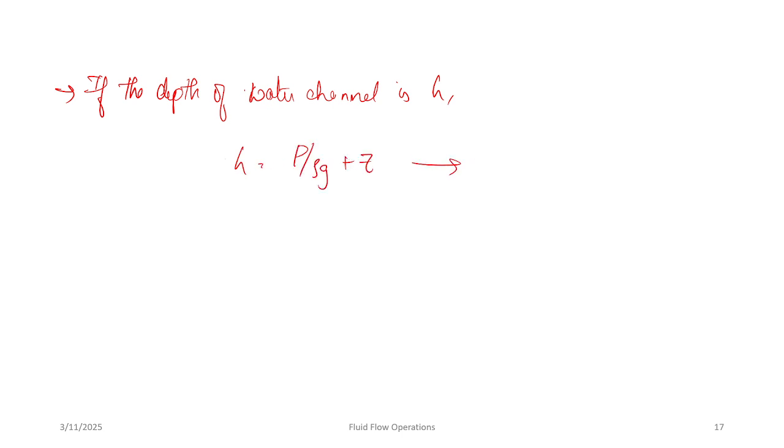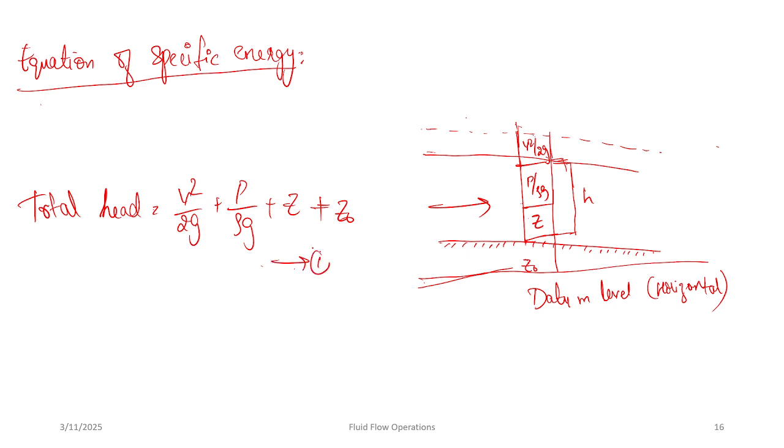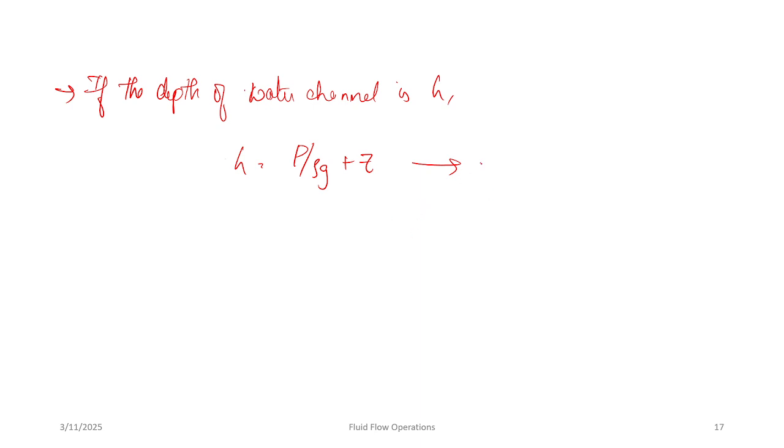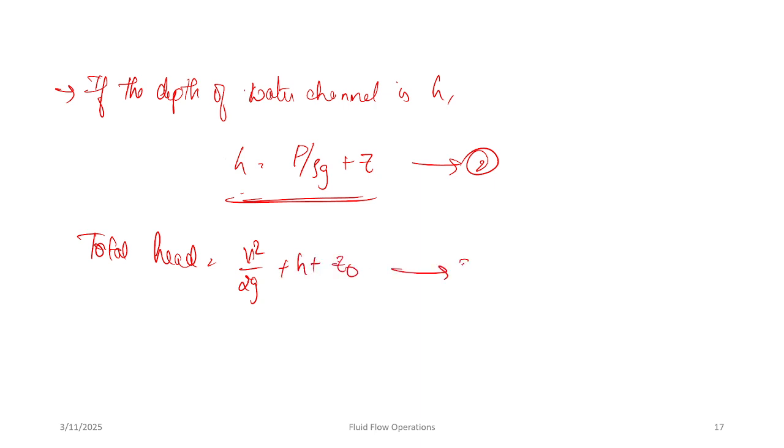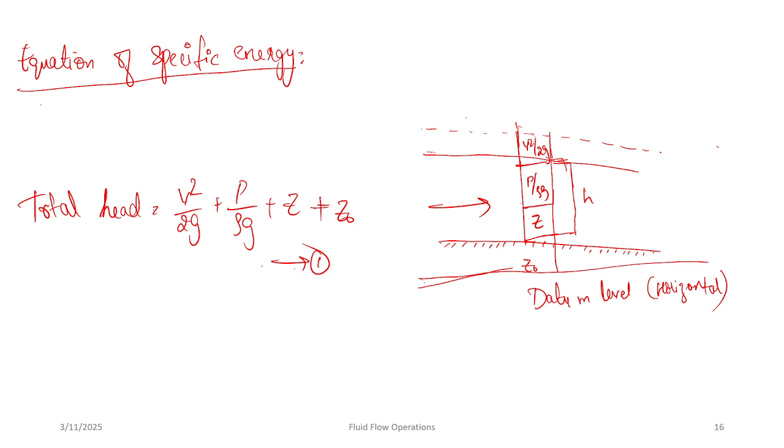Okay, let's call this equation number one, and let's call this equation number two. So we can also write total head in terms of this, using this equation. So it will be v square by 2g plus h plus z naught. Okay, so this is equation number three. We're just rewriting this equation by considering this as h.